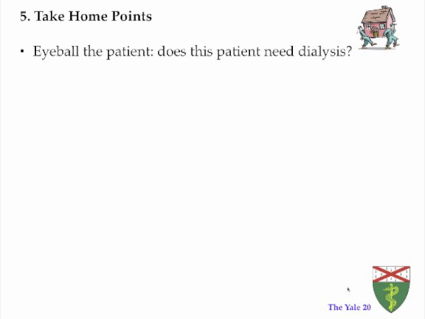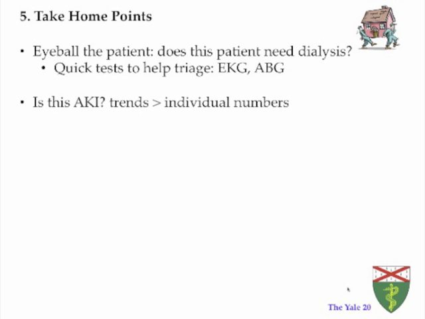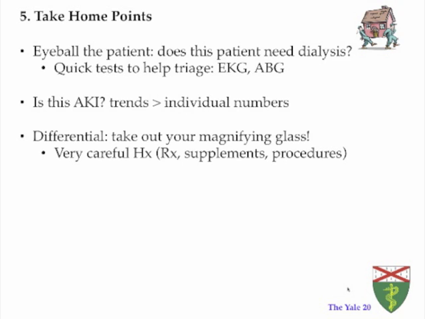Make sure they don't need acute dialysis, and this might include getting an EKG or an ABG at that time. We also want to say, is this even an acute kidney injury? Let's take a look back in the history and see what the trends are, because those are much more important than individual numbers. We want to start making a differential diagnosis, taking out our magnifying glass and looking at things like the medications they're taking, both prescribed and over the counter, and what was happening in their procedures in their hospital for possible iatrogenic injuries.